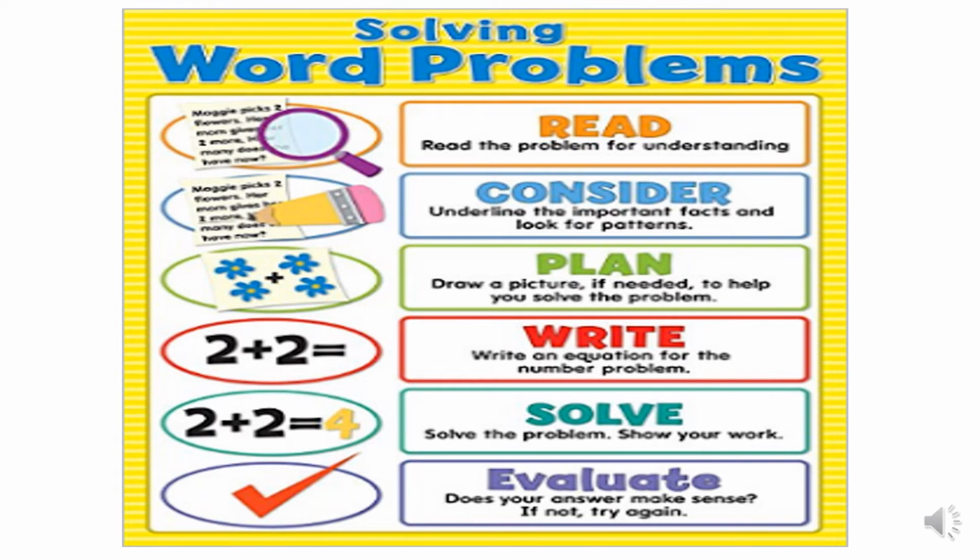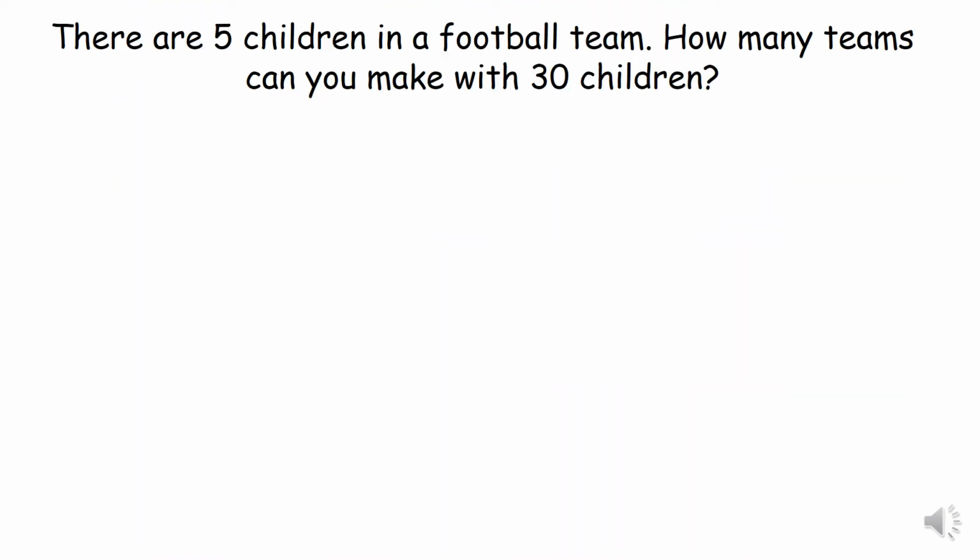Then we can plan our answer. We can plan what we need to do. After, we can write the number sentence, and then we solve the number sentence. This is our word problem. There are 5 children in a football team. How many teams can you make with 30 children?